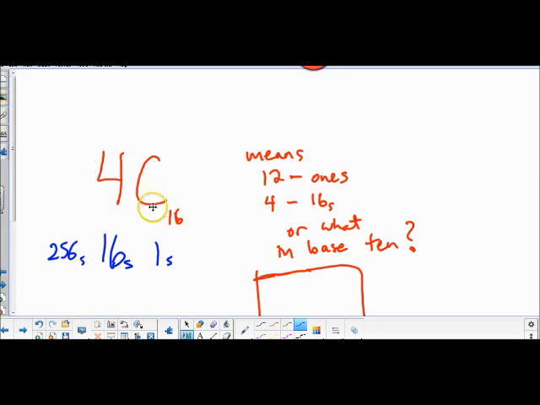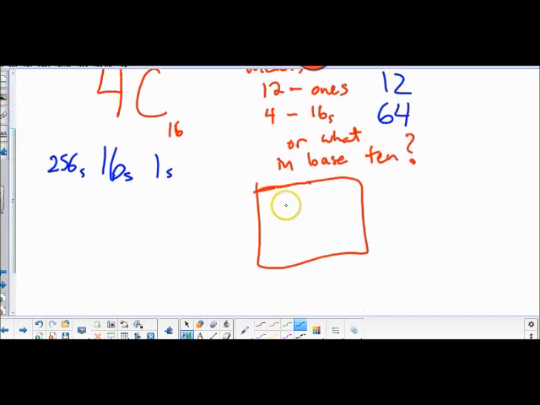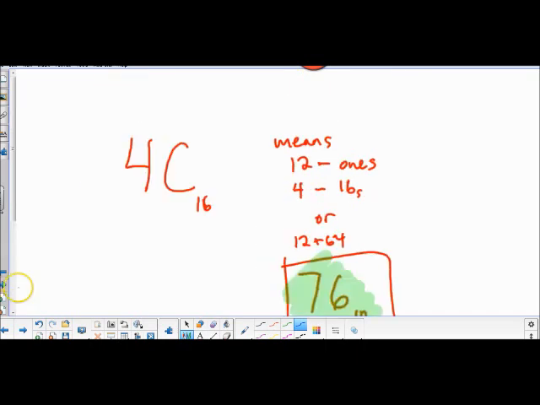But C means A is 10, B is 11, C is 12. So 12 ones and 4 in the 16th place. 4 times 16 is 64, and 12 times 1 is 12. So together this should be 76 in base 10. Very good. There it is.